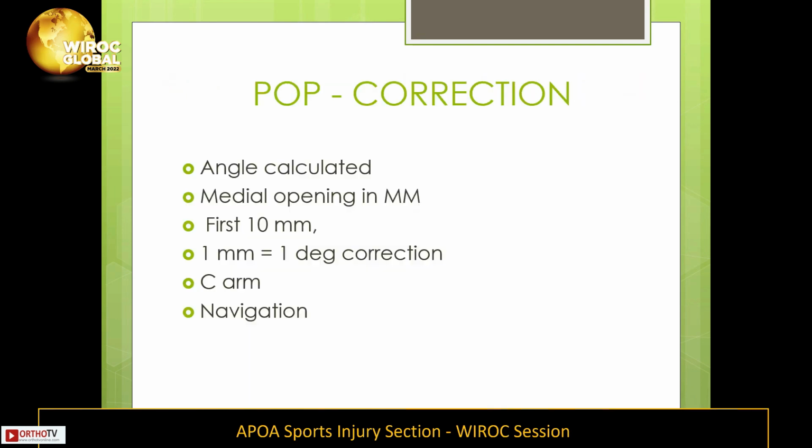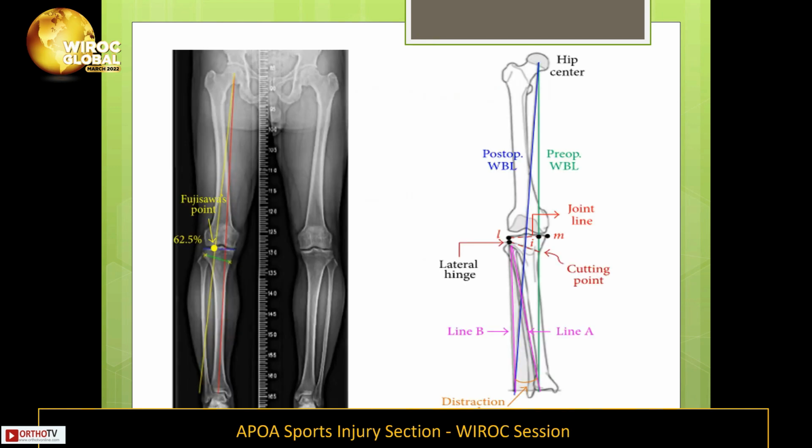So we know how much correction we need. We have calculated the angle. The general rule of thumb is that we need a medial opening in millimeters, and for the first 10 millimeters it corrects about 10 degrees. Which means for each millimeter of opening we correct about 1 degree of varus deformity. This acts only in the first 10 degrees of correction. Following that, the correction in degrees is less as compared to the millimeters required. So a C-arm can be used, or a navigation system can be used to align the proper axis to get a favorable result.